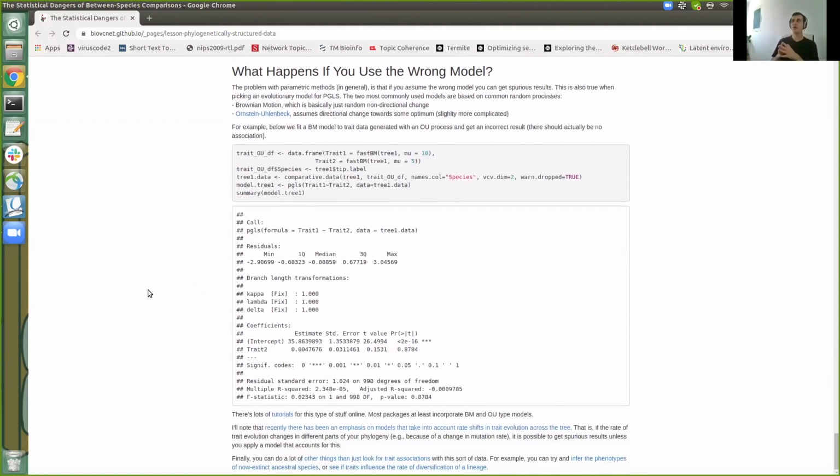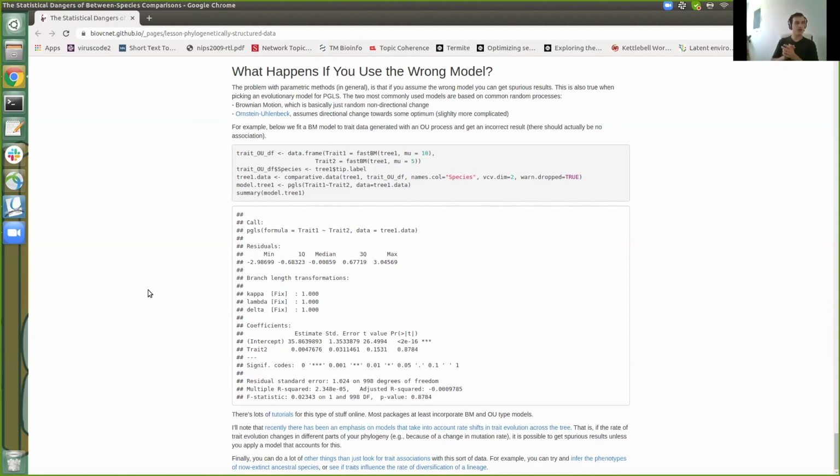So these methods are a little bit finicky, right? If you have the wrong underlying trait model, you can get the wrong result, and you can get a highly significant result when it's not actually real. So I often will try to apply multiple models and say, well, this was significant, taking into account various different evolutionary models. So that's one approach.